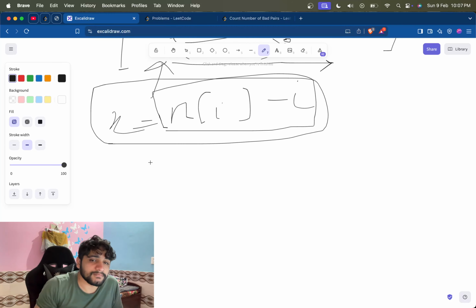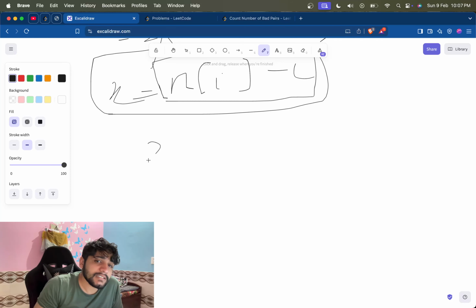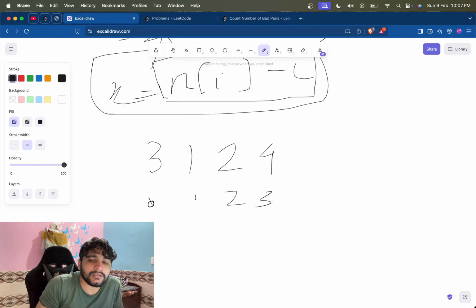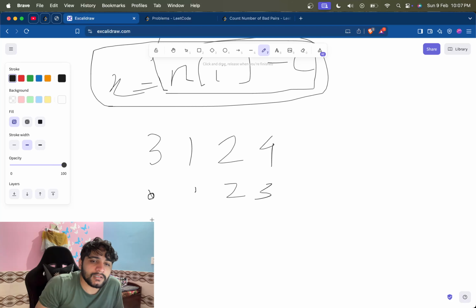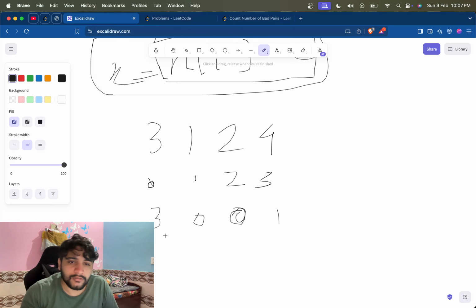Now let's say the example is this one. This is the given array. What will be the indexes of them? 0, 1, 2, 3. What will be the differences? This will be 3, this will be 0, this will be 0, and this will be 1, correct? So how many good pairs are there? We are at 3.